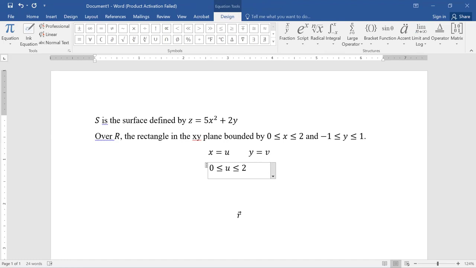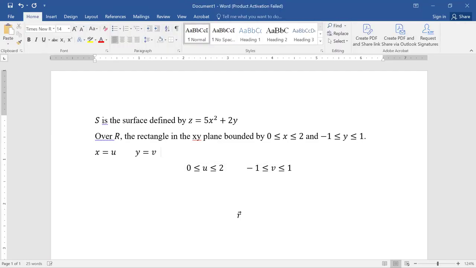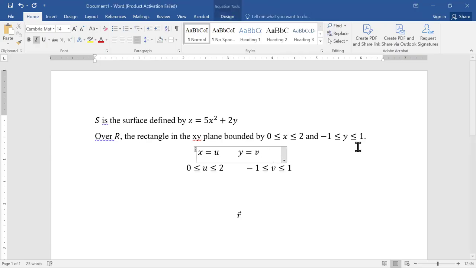Since my y is between -1 and 1, then v is also going to be between -1 and 1. Now, that's 2 out of the 3 variables that we've accounted for. What about the third variable?